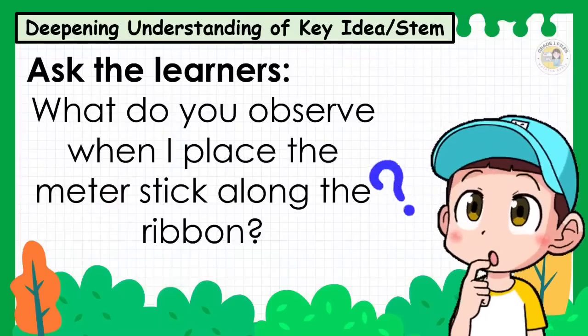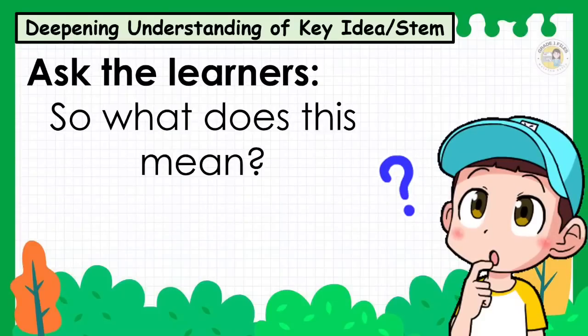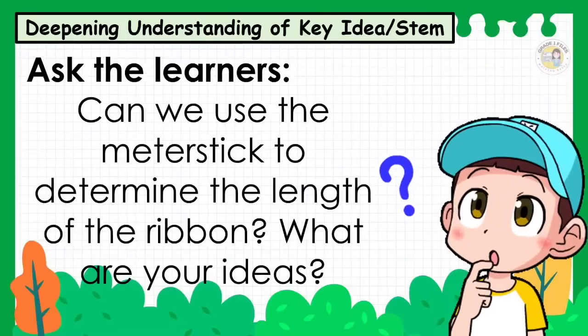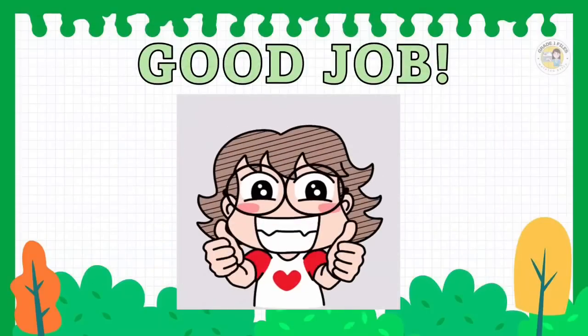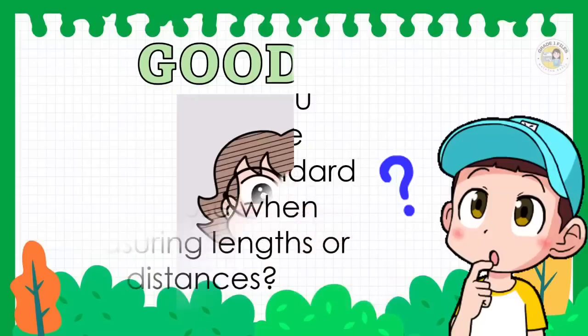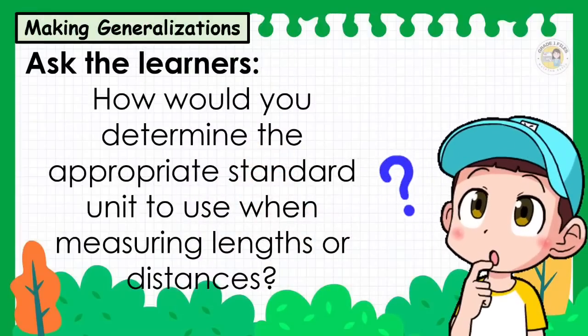What do you observe when I place the meter stick along the ribbon? So what does this mean? Can we use the meter stick to determine the length of the ribbon? What are your ideas? How would you determine the appropriate standard unit to use when measuring lengths or distances?